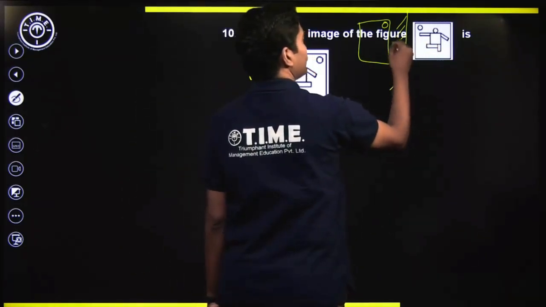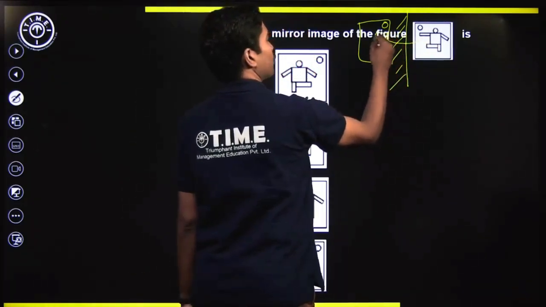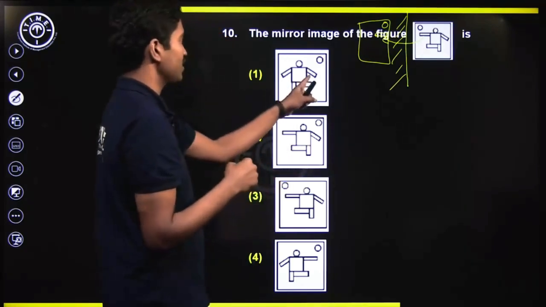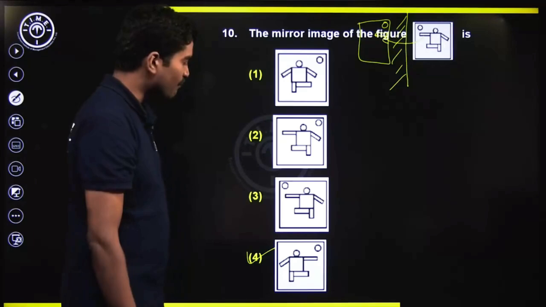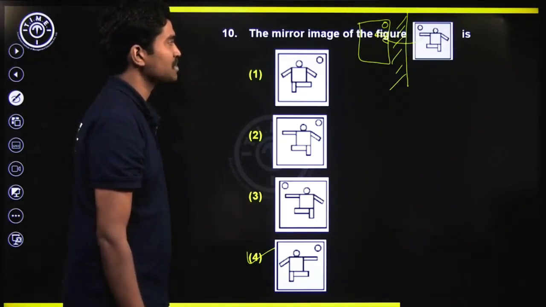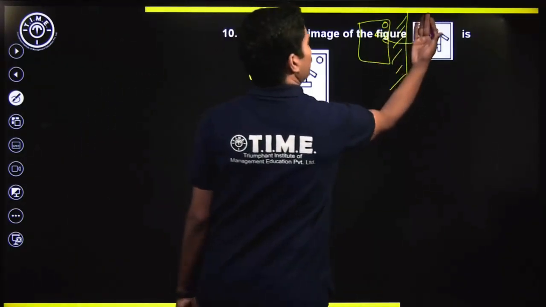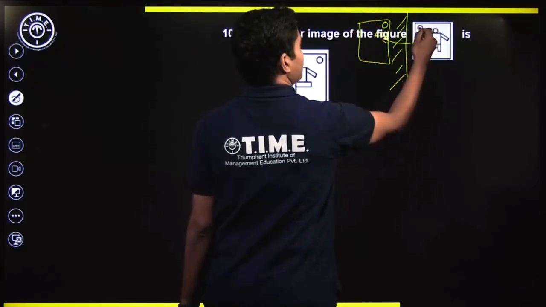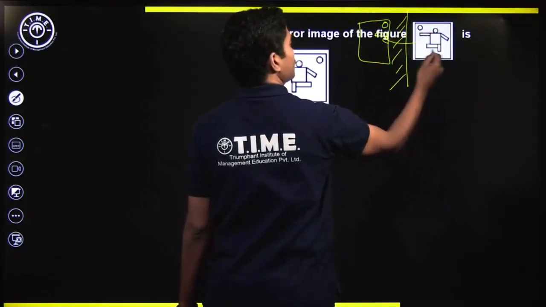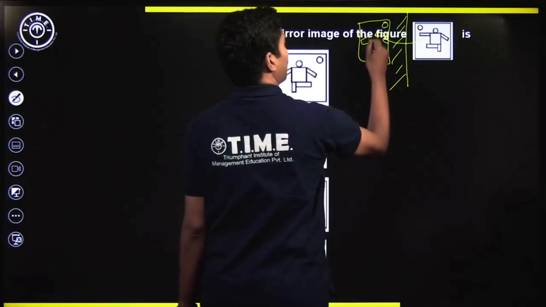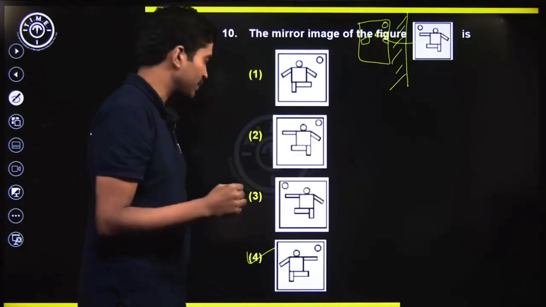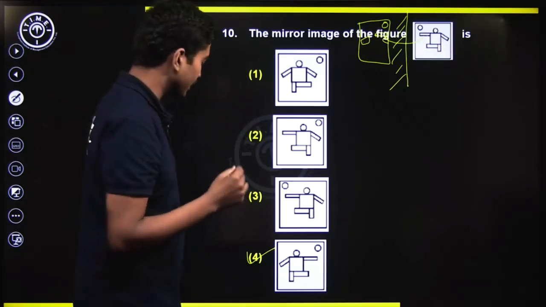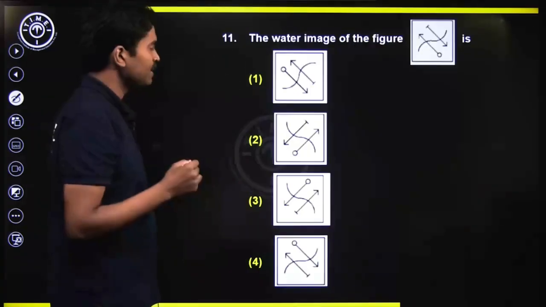Now look at this hand. This hand will be retained horizontally even here, correct? This hand has to be straight, and fortunately only in option 4 that hand is actually straight, right? Mirror image means we flip it about this axis. So this circle comes here, this hand comes here, this hand goes there. So the farther hand should be inclined, right? And the closer hand should be straight, horizontal, right? That's option 4. Next question.